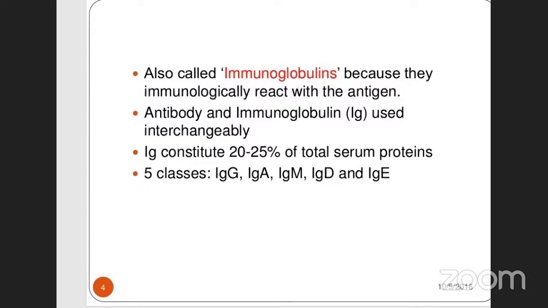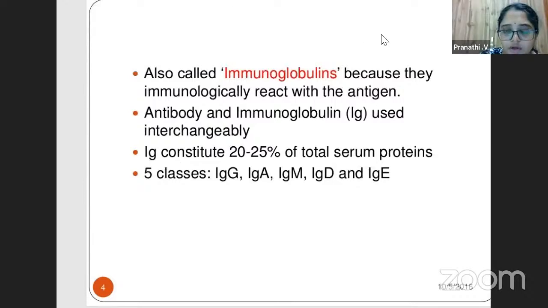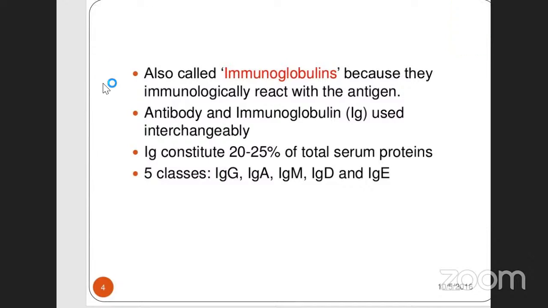That is the reason why they are known as immunoglobulins, as they react immunologically with the antigen, forming an antigen-antibody complex. You can use the words antibody and immunoglobulin interchangeably. Around 20 to 25% of the total proteins in our serum are immunoglobulins. Serum is the straw-colored fluid found when blood is taken and centrifuged, separating by density.